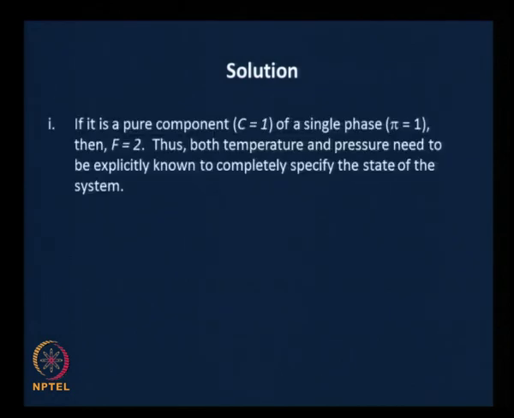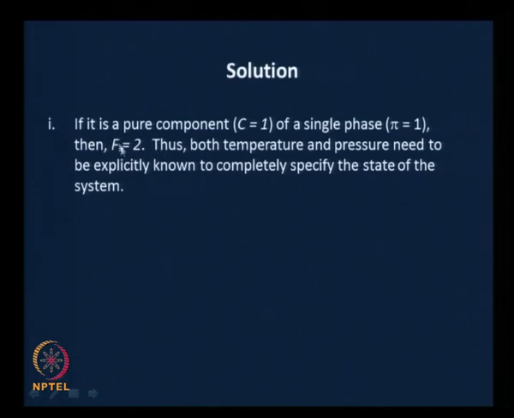This was a straightforward application of the phase rule, therefore most of you would have gotten the solution already. The solution is as follows. We said the first system is a pure component, which means C is 1, single phase, which means pi is 1, and therefore C minus pi plus 2, and this cancels, we get F equals 2, and therefore both temperature and pressure need to be explicitly known.